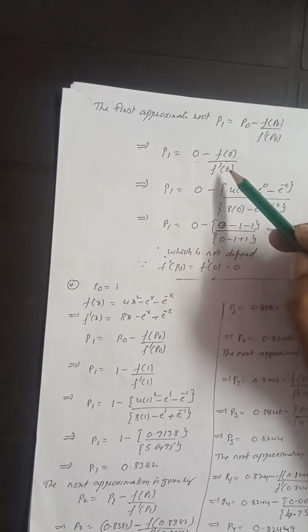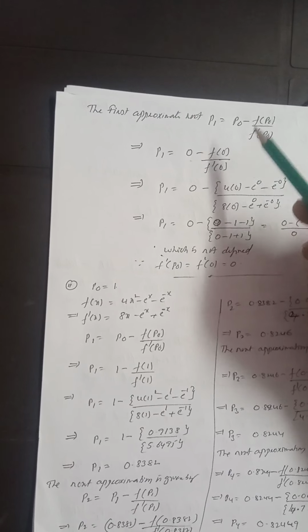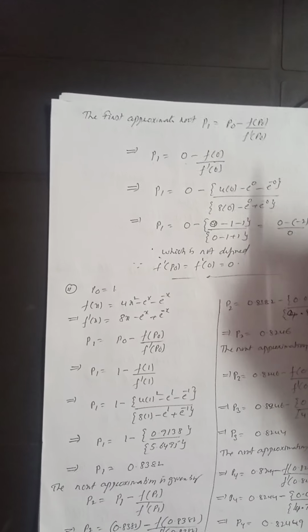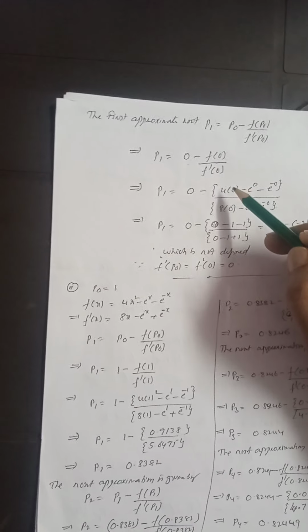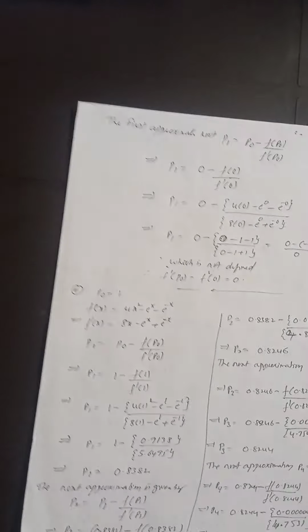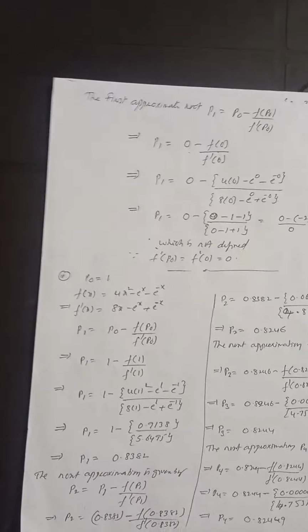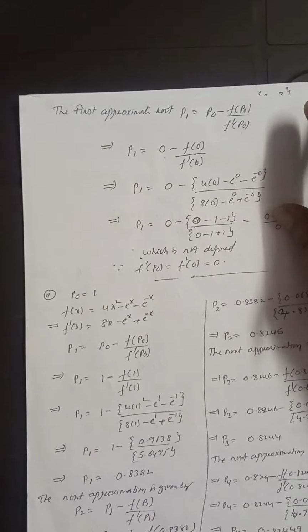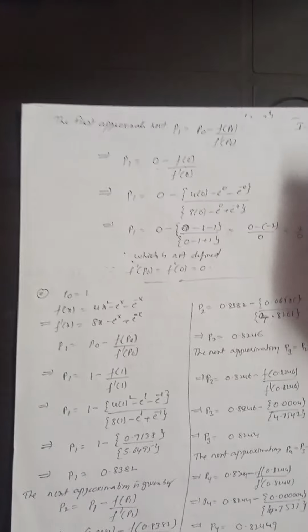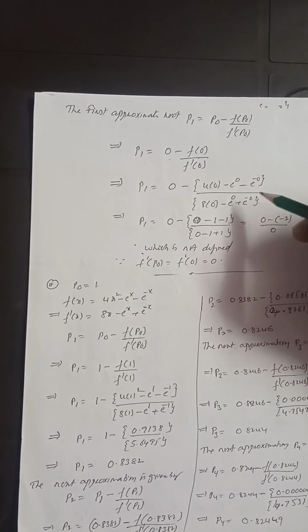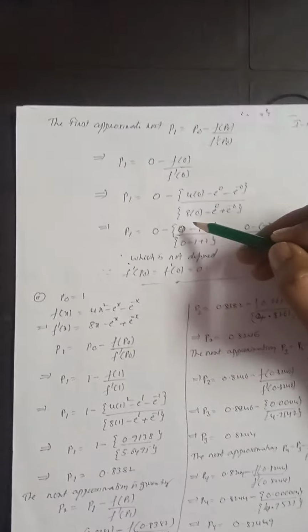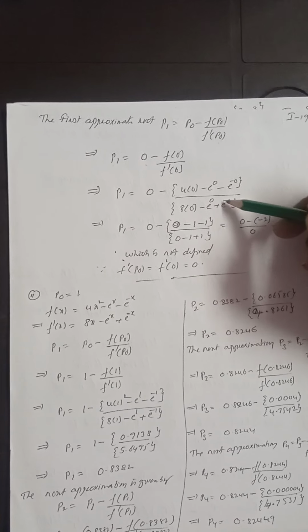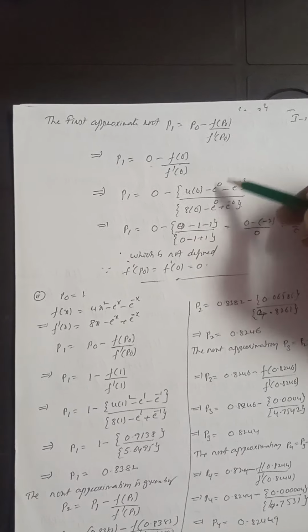Now P1 is equal to 0 minus, what is f of x? F of x is 4x square minus e power x minus e power minus x, no? Right. In the place of x, I am substituting 0. 4 into 0 whole square means 0, minus e power 0 minus e power minus 0. Then by f dash of 0 we need to find, what is f dash of x? 8x minus e to the power of x plus e to the power of minus x. See, 8 into 0, minus e power 0 plus e power minus 0. Now I am simplifying this one.